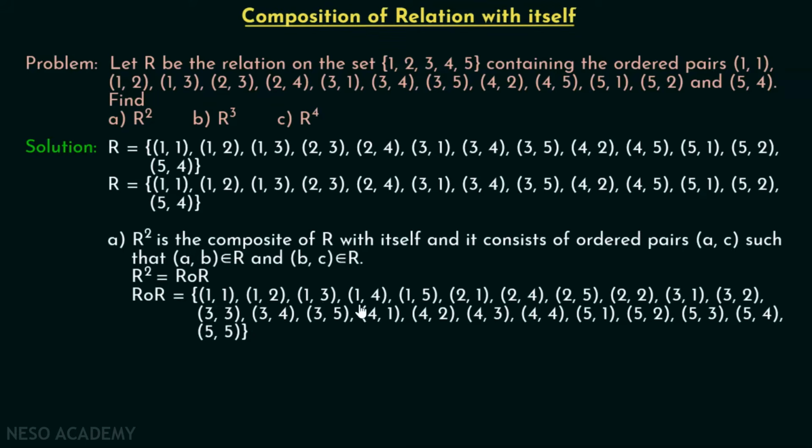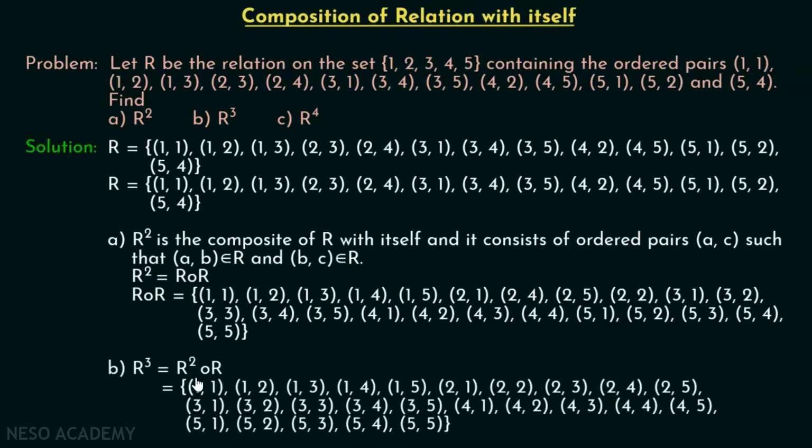1, 1, 1, 2, 1, 3, 1, 4, 1, 5, 2, 1, 2, 4, 2, 5, 2, 2, 3, 1, 3, 2, 3, 3, 3, 4, 3, 5, 4, 1, 4, 2, 4, 3, 4, 4, 5, 1, 5, 2, 5, 3, 5, 4, 5, 5. These are all the ordered pairs of ROR. Okay. Now we can easily find R cube.